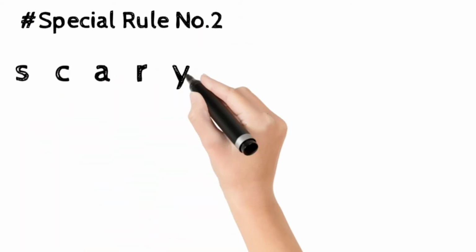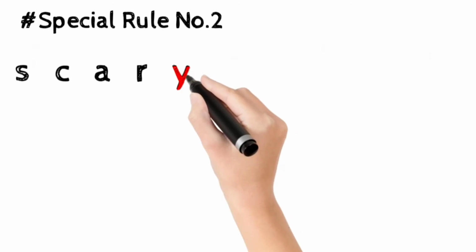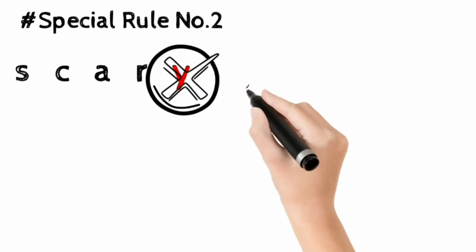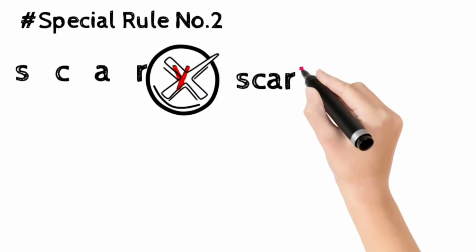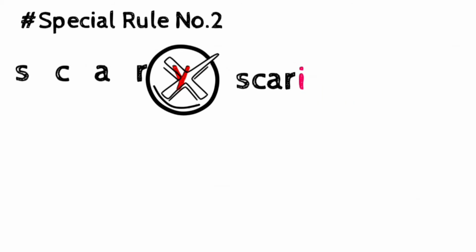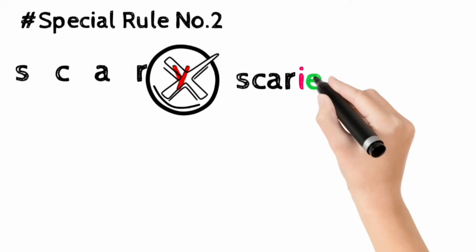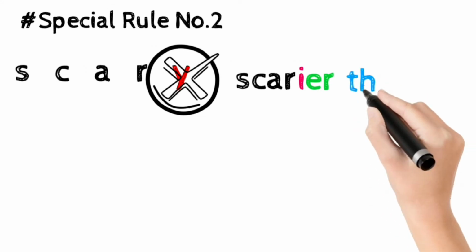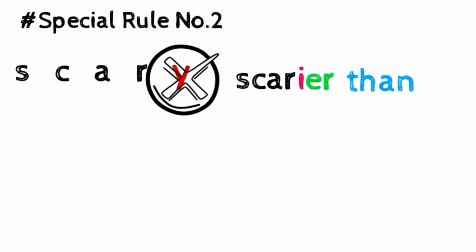Special rule number 2. There are also adjectives that end with the letter Y. For example, scary. For this adjective, we have to replace the letter Y with I. And then only we add er, and don't forget the word than. So it becomes scarier than.